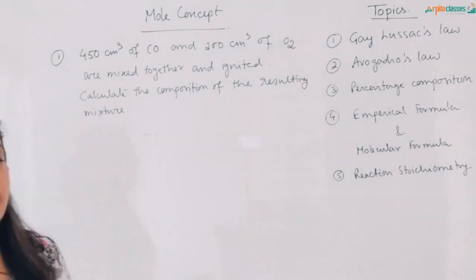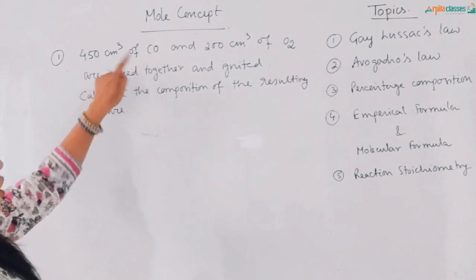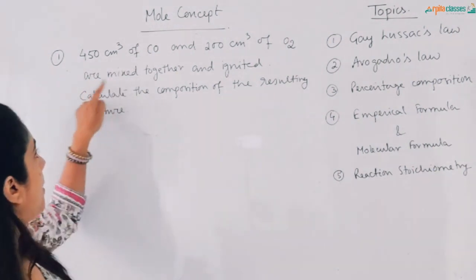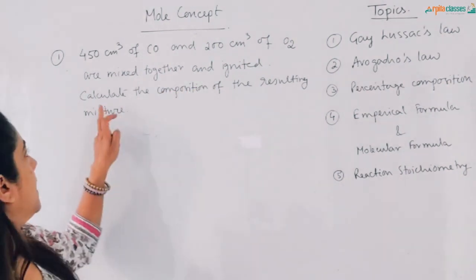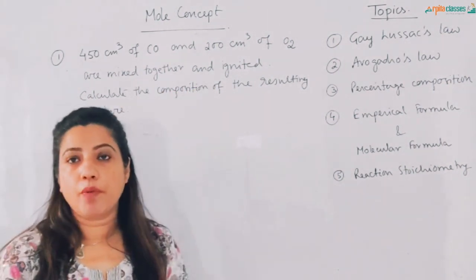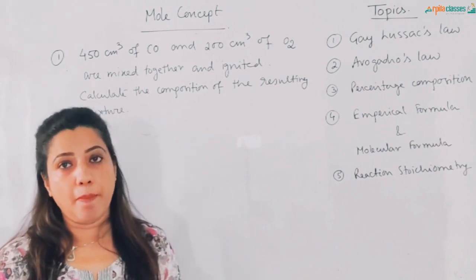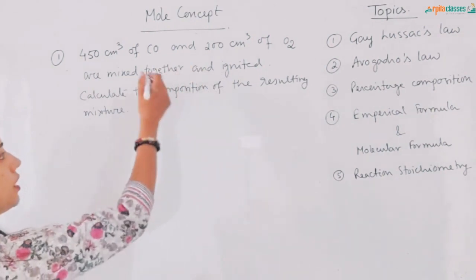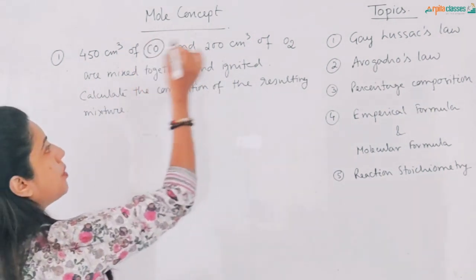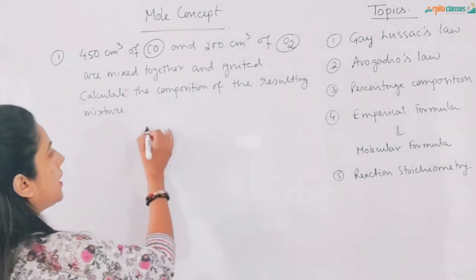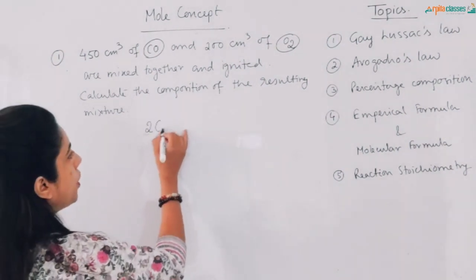So the first question is, 450 centimeter cube of carbon monoxide and 200 centimeter cube of oxygen are mixed together and ignited. Calculate the composition of the resulting mixture. So for this kind of question, first of all, we need to write a balanced chemical equation. So let us see what all things are reacting here. First is carbon monoxide and oxygen. These two things are reacting together. So let us write a balanced chemical equation.